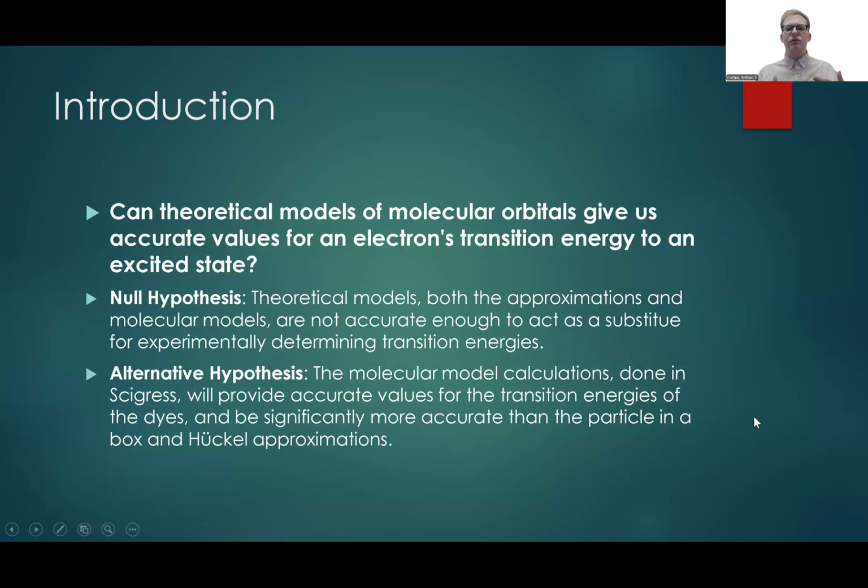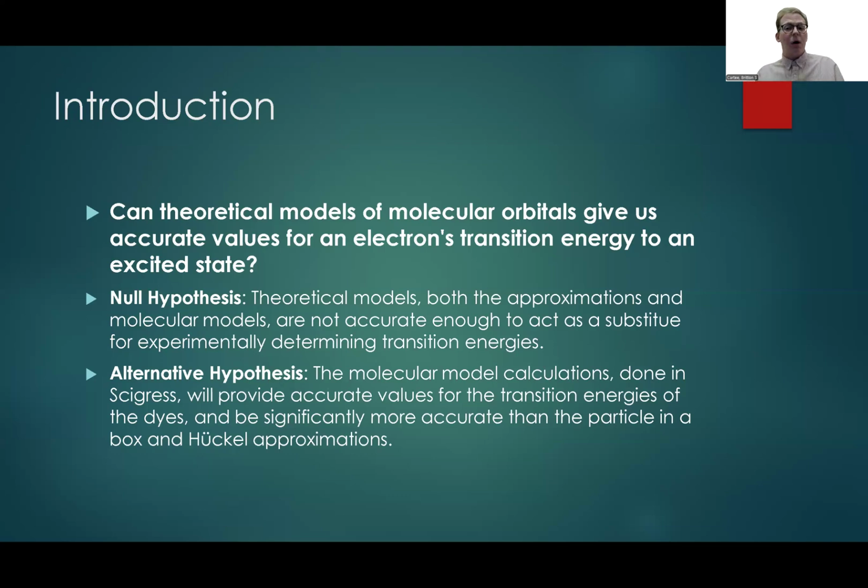So moving on to the main research question here, which is, can theoretical models of molecular orbitals give us accurate values for an electron's transition energy to an excited state? So we're looking at both sides of the hypothesis. There's the null hypothesis here, where we're thinking theoretical molecules, looking at the approximations that we're going to be using and the computational molecular models that we use in SciGRESS, are not going to be accurate enough to act as a substitute for experimentally determining transition energies.